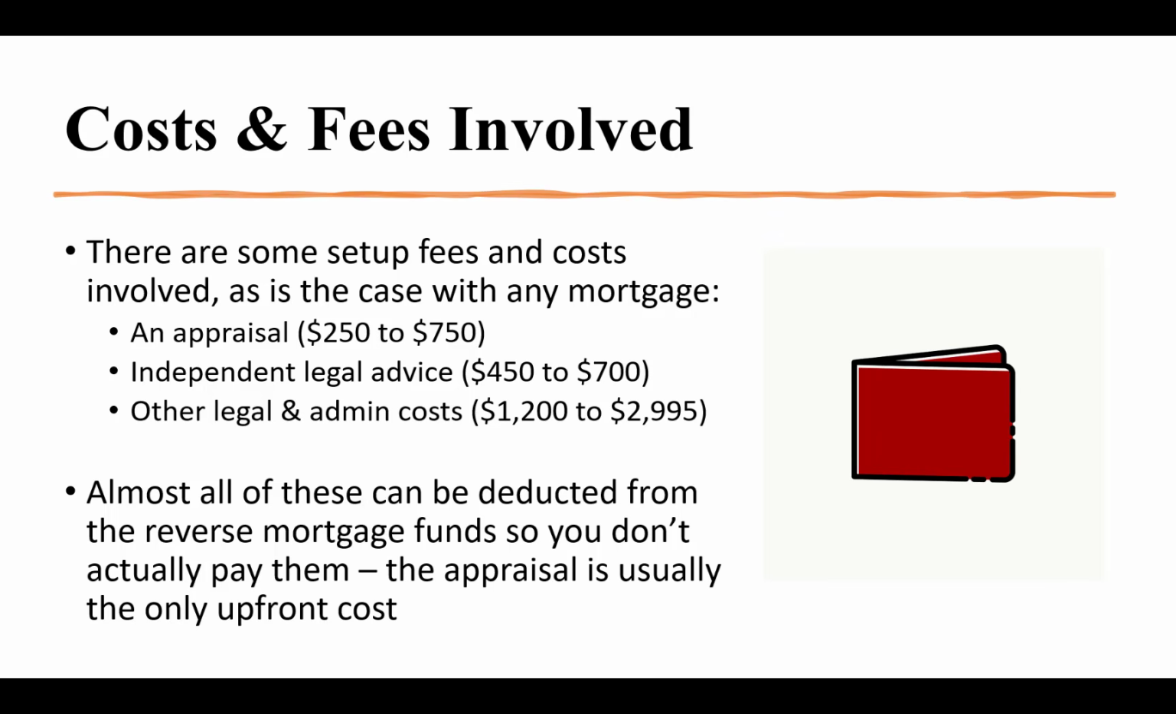Now, almost all of these can be deducted from the reverse mortgage funds, so you don't actually pay them. The appraisal is the only upfront cost, and that will depend on the situation. Sometimes you might need to pay the appraisal upfront and get it back. Sometimes you might need to pay the appraisal and just eat the cost. It really depends. That can change with lenders and products and offers and promotions. But the legal advice and the legal administrative costs are usually deducted from the reverse mortgage funds. So you're looking at $250 to $750 kind of maximum as your upfront out of pocket cost here.